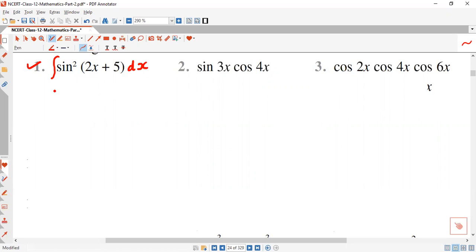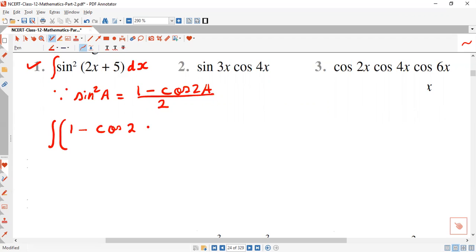We know sin square a equals (1 minus cos 2a) by 2. This trigonometric formula we know, so apply this formula here. This integration becomes the integral of (1 minus cos 2 times (2x plus 5)) whole divided by 2, dx.